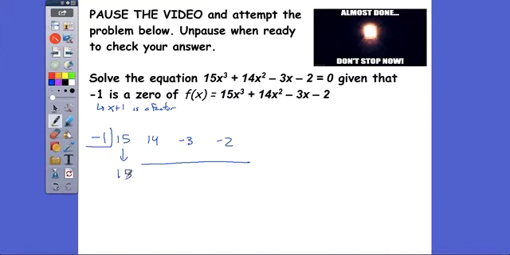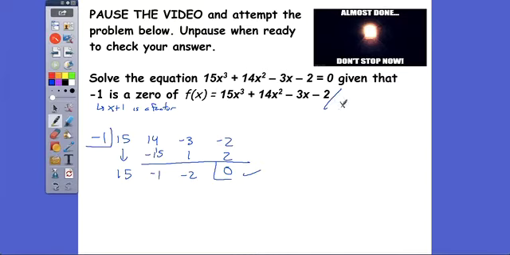All right, so 15 comes down. Negative 1 times 15 is negative 15. Add these together, we get negative 1. Negative 1 times negative 1 is 1. Add those together, we get negative 2. Negative 1 times negative 2 is 2. Negative 2 plus 2 is 0, which we should have gotten.